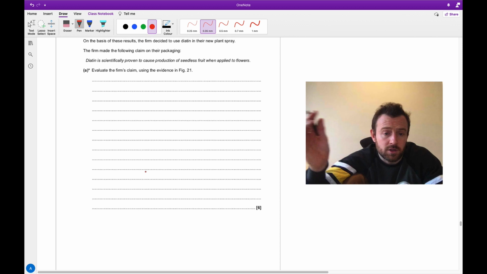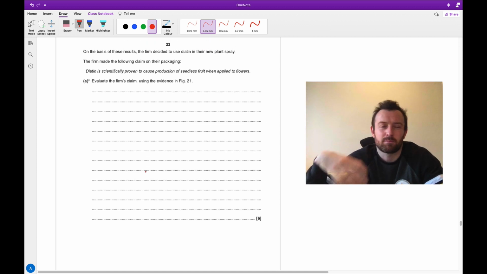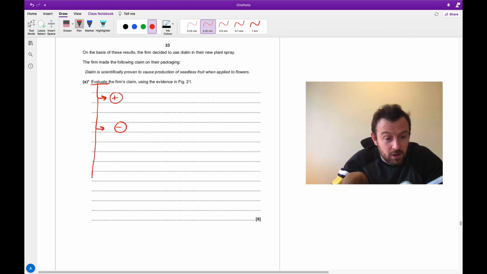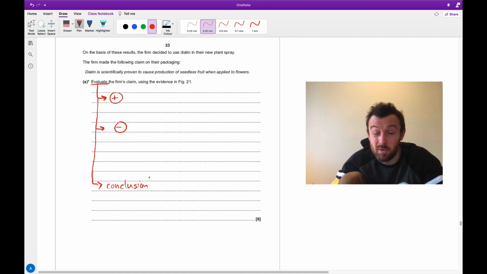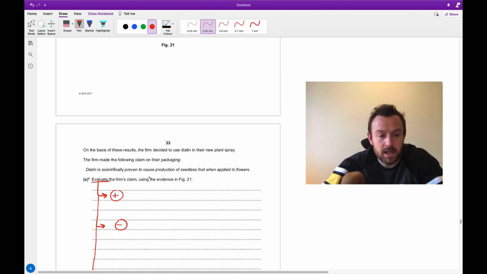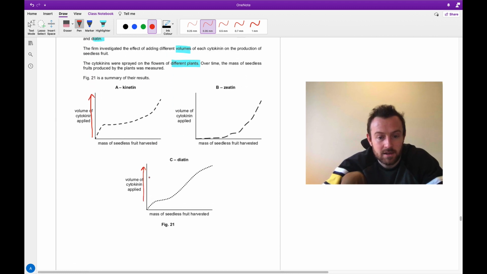So, the conclusion is going to have some things for it and probably quite a lot of things against it. First of all, let's think about the positives. Evaluate means plus, minus, and conclusion. So that's what we want. I reckon we might be able to say two things for, maybe 3 or 4 things against, and then we're going to want to make a conclusion as well. That's the structure I'm going for. I haven't looked at the mark scheme yet, so this is just my strategy for answering this. So first of all, let's look at the plus on Dietin. So that's C.